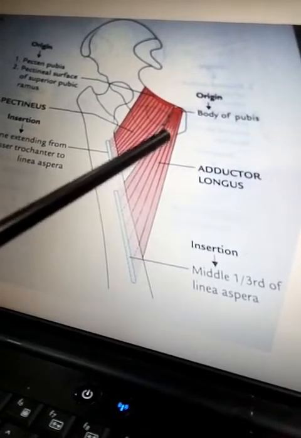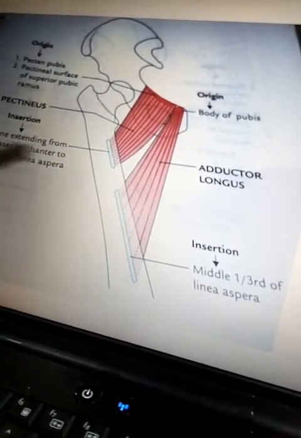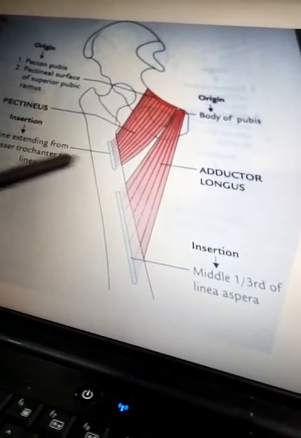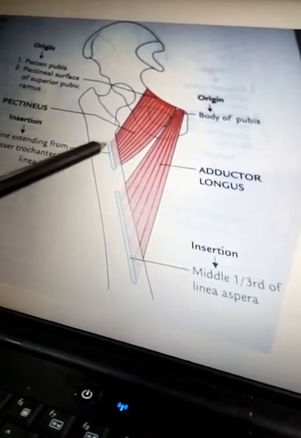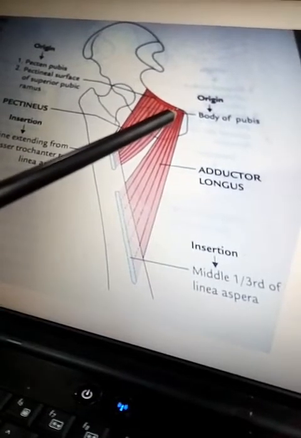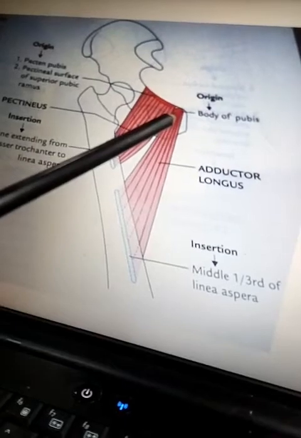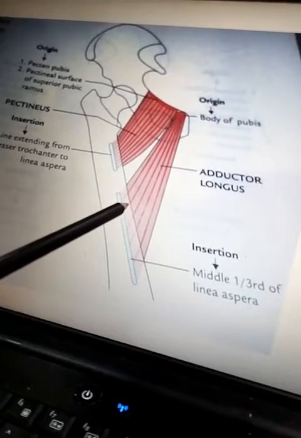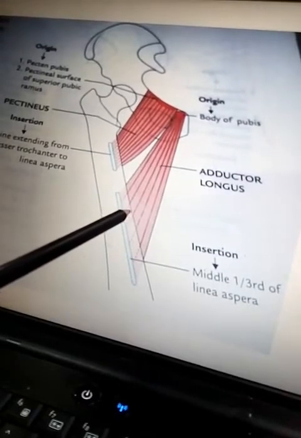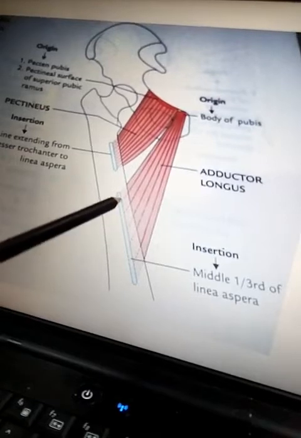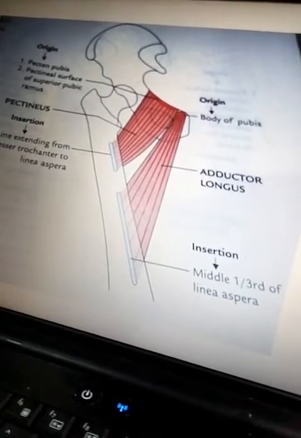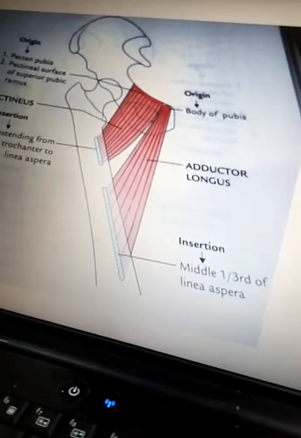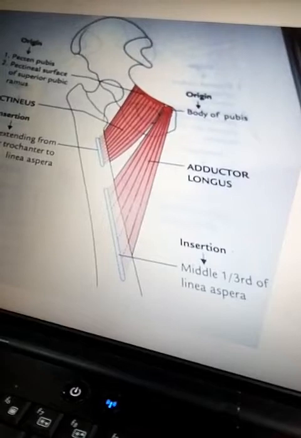Now after pectineus we have adductor longus. It's a triangular muscle which lies in the same plane as the pectineus. It arises by a rounded tendon from the front of the body of the pubis. The muscle slopes downwards, backwards and laterally to be inserted into the middle one-third of the linea aspera. It is supplied by the anterior division of the obturator nerve. It is a powerful adductor and medial rotator of the thigh at the hip joint.